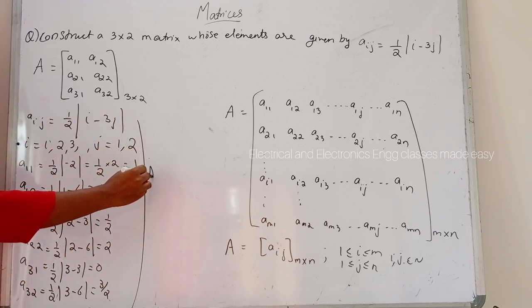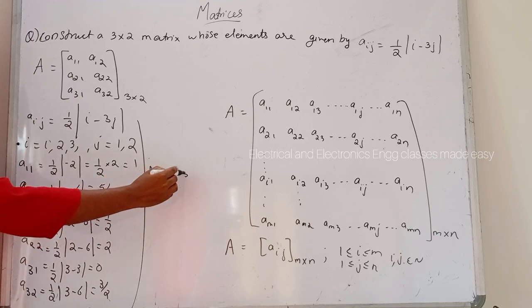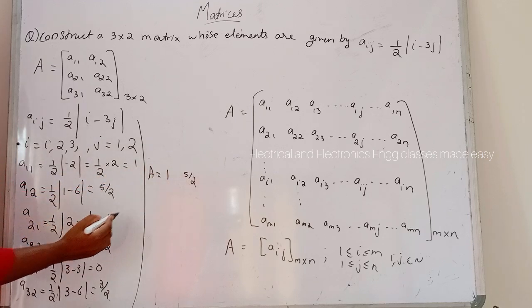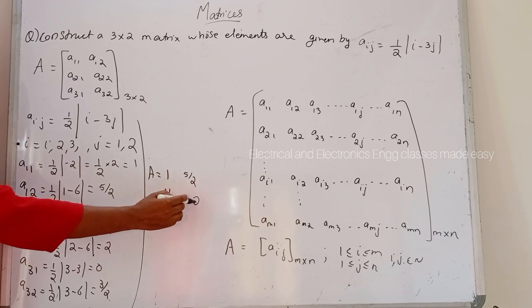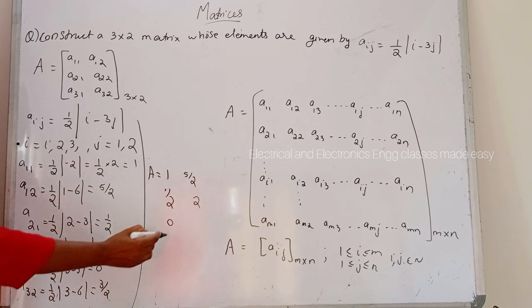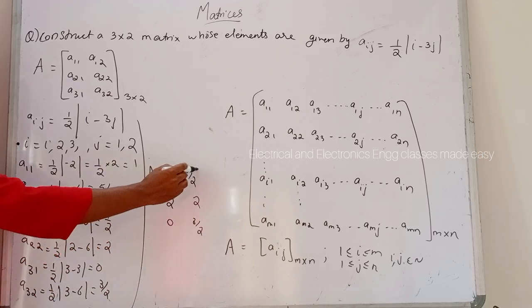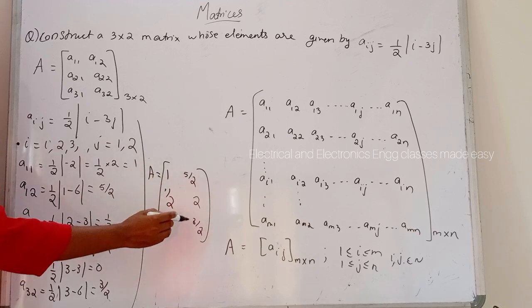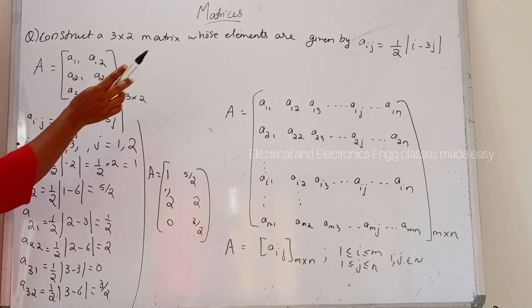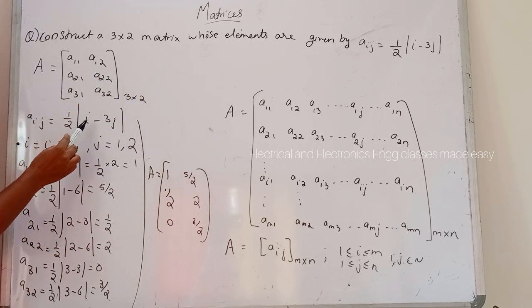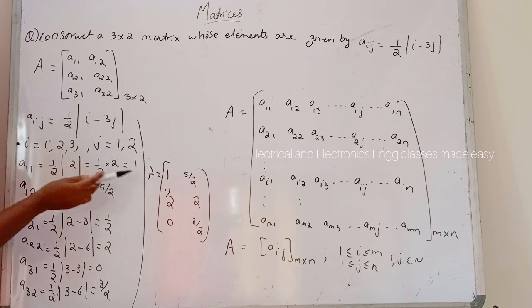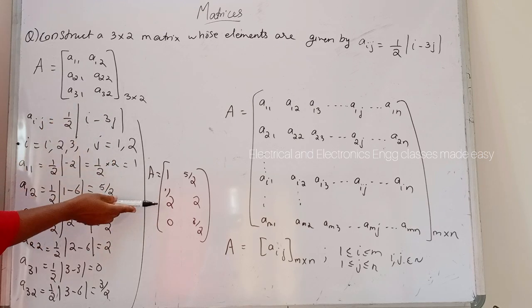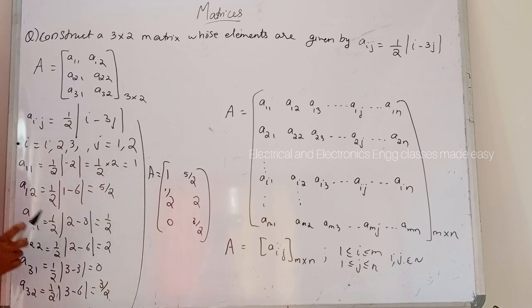So A is equal to, first row 1, 5 by 2, then 1 by 2, 2, then 0, 3 by 2. So this is the matrix A, where aij is equal to 1 by 2 modulus of i minus 3j. So in this way we can find the elements of a matrix.